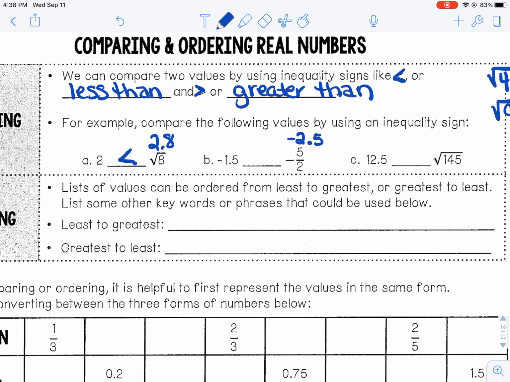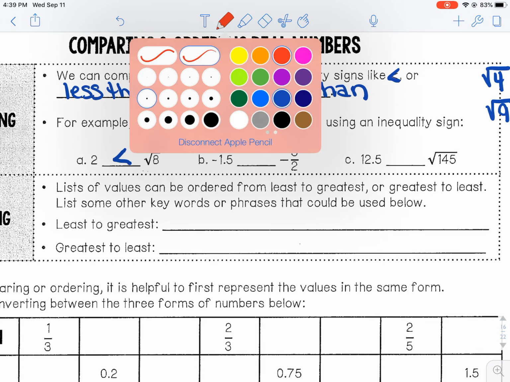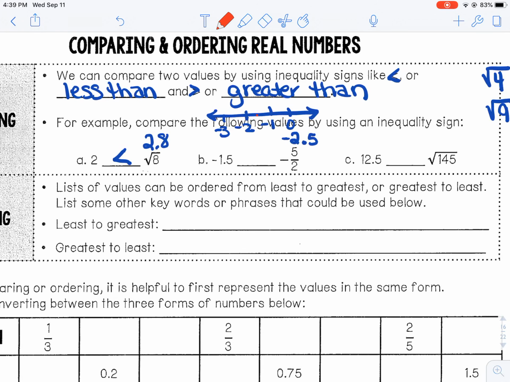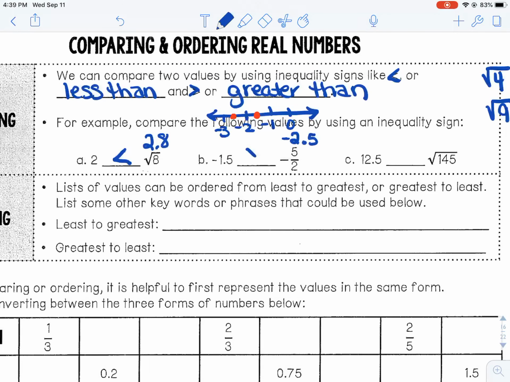Okay, out of these two, which one is greater? I want you to think about the number line. Okay, so I'm going to put 0 over to the right, and then I'm going to have negative 1, negative 2, negative 3. Okay, so if I'm looking for negative 1.5, it's going to be about right here, and negative 2.5 will be about right here. So out of those two, which one is greater? When you're dealing with negative numbers, the more negative it is, the less that it is. So in this case, negative 1.5 is greater than negative 5 over 2.